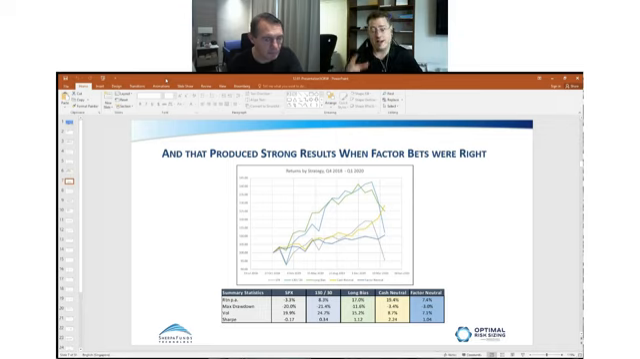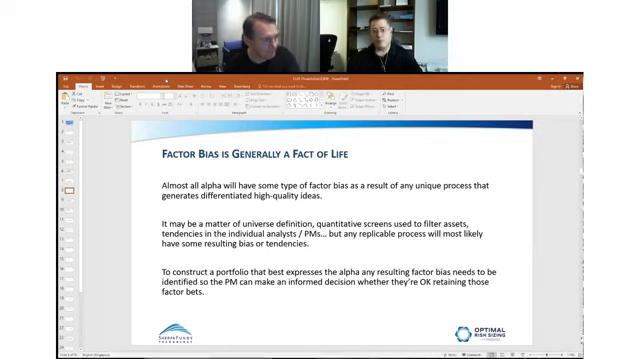And so in this case, the factor risk, the short value, long growth bias that was in that cash neutral portfolio had paid off handsomely. This is a portfolio that did very well with a factor bet that frankly may or may not have been intentional. So this is something that we see all the time.